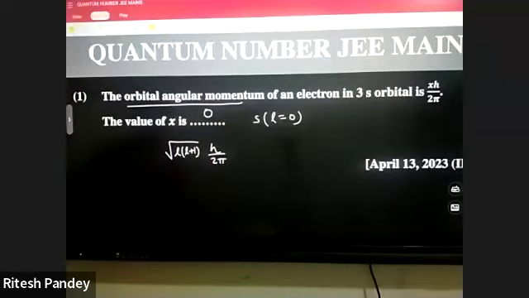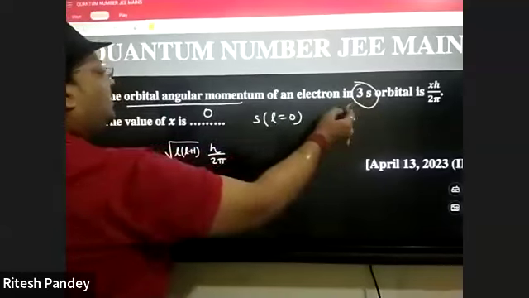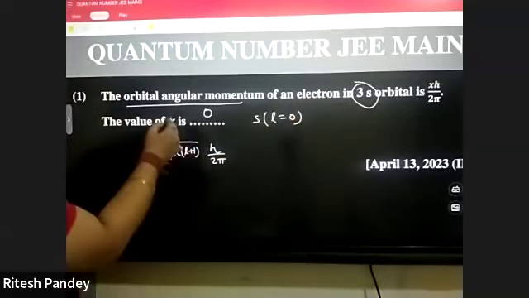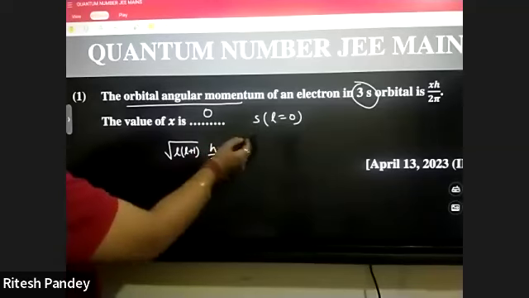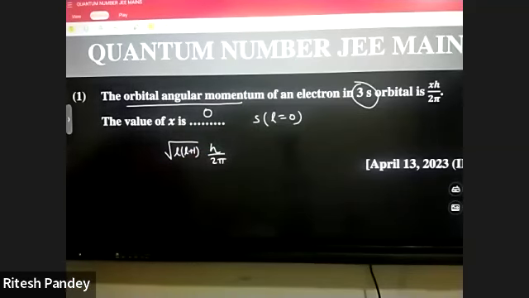Yes or no? Yes sir. For any s orbital, or an orbital in the s subshell, orbital angular momentum will be 0, because root over of L into L plus 1, h upon 2 pi is the standard formula. We'll want to move on.